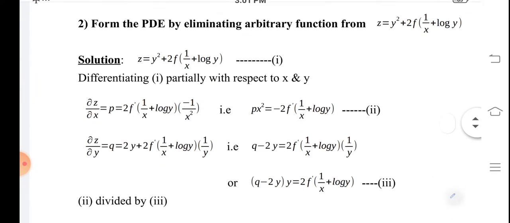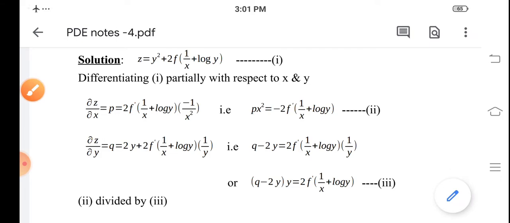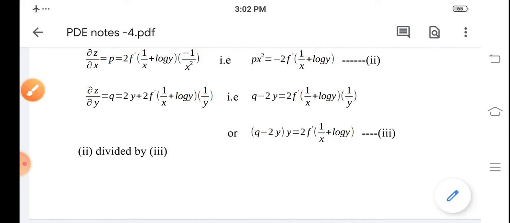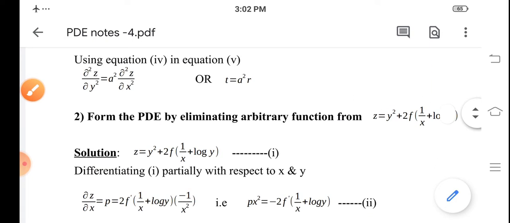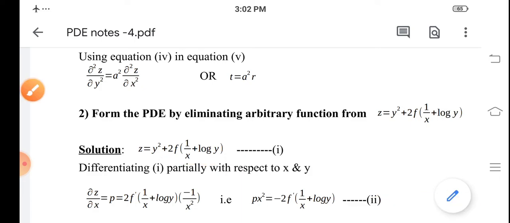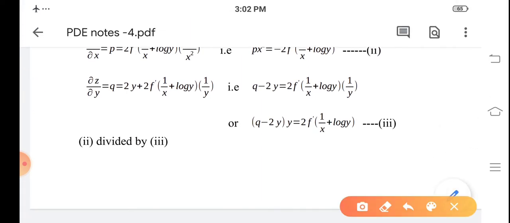So we are getting q minus 2y equal to 2 into f dash of 1 by x plus log y into 1 by y, or we write it as q minus 2y into y is equal to 2 into f dash of 1 by x plus log y. That is equation number 3. Now, to eliminate arbitrary function f from the given relation, we eliminate f dash from equation 2 and equation 3.